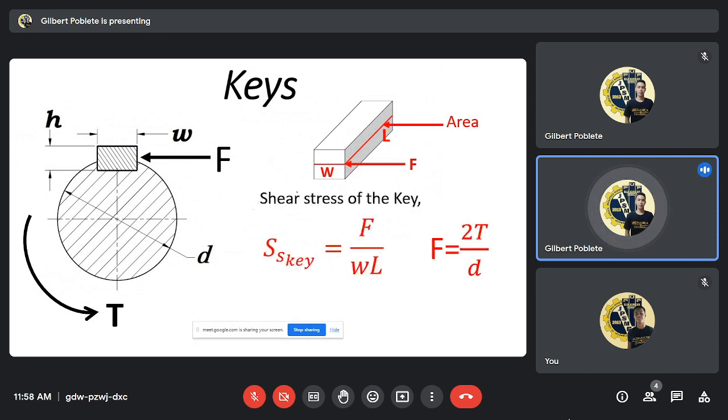Sa shear stress natin sa key, makukuha natin yung shearing stress sa force over the width times the length, or the area kung saan nag-meet yung force natin dito sa key natin. Yan yung area niya. So width times length. So force over width times length niya para sa shear stress ng key. So sa force naman niya makukuha din natin siya sa 2T over the diameter. So torque over diameter para makuha natin yung force.